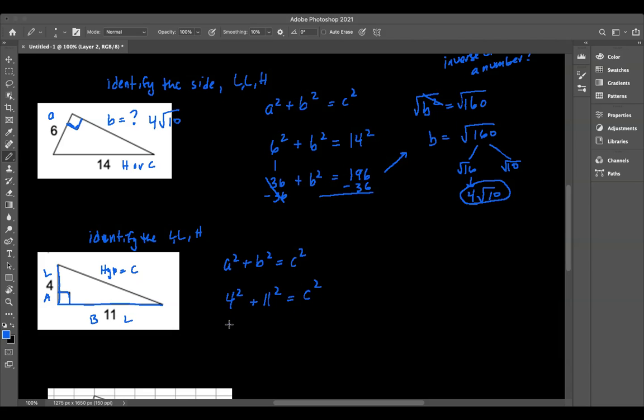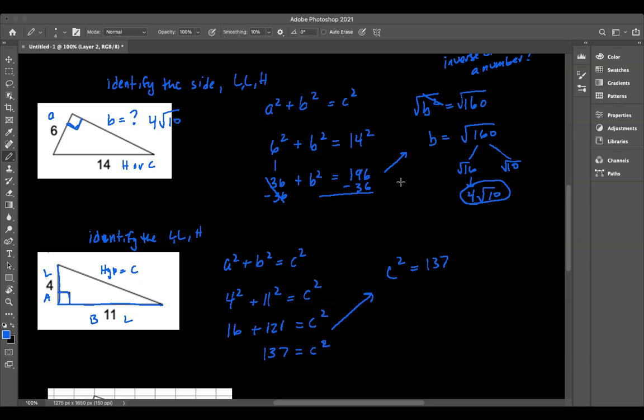Okay, 4 times 4 is 16. I think 11 times 11 is 121 equals C squared. Okay, now we do the math here. That's going to give us 137 equals C squared. Okay, now I'm actually going to move this over here. So C squared equals 137.